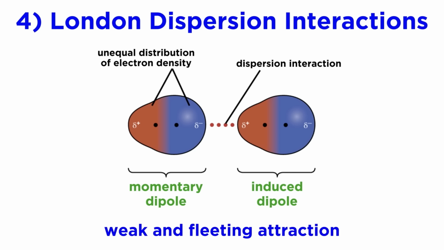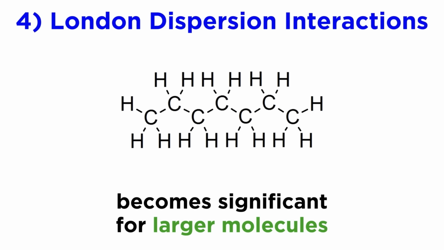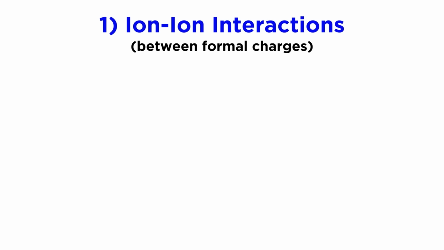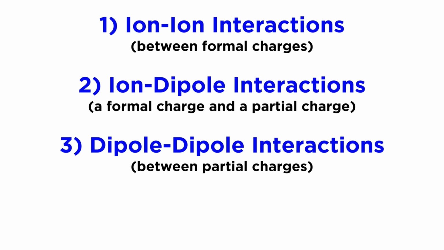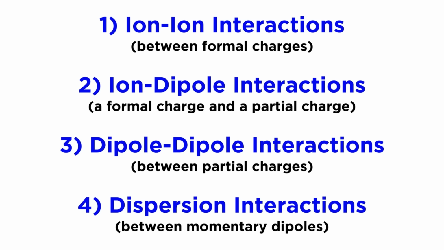This is a weak and fleeting attraction, but this is all that monoatomic species and nonpolar covalent compounds can do, and for very large molecules like some hydrocarbons, the force can become significant. To summarize, ion-ion interactions are the strongest because they involve interactions between formally charged particles. Ion-dipole is next because it involves a formal charge and a partial charge. Then dipole-dipole, which is between two partial charges, and finally dispersion interactions, which happen between tiny induced dipoles.